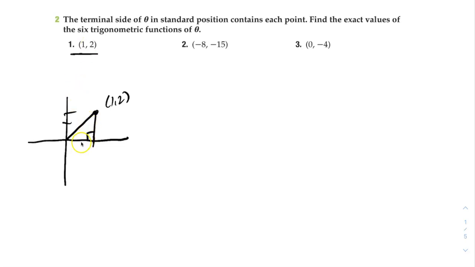And we should know these sides. Right, 1, 2, we went over 1 and up 2. So this is 1 and this is 2. The angle we're looking for is always the inside angle next to the origin. I have to find my hypotenuse, so a squared plus b squared equals c squared. Remember, this is always my c. So it'd be 1 squared plus 2 squared equals c squared.